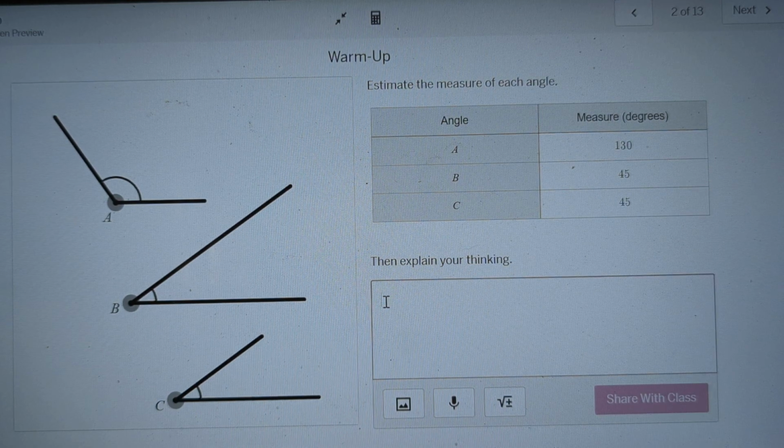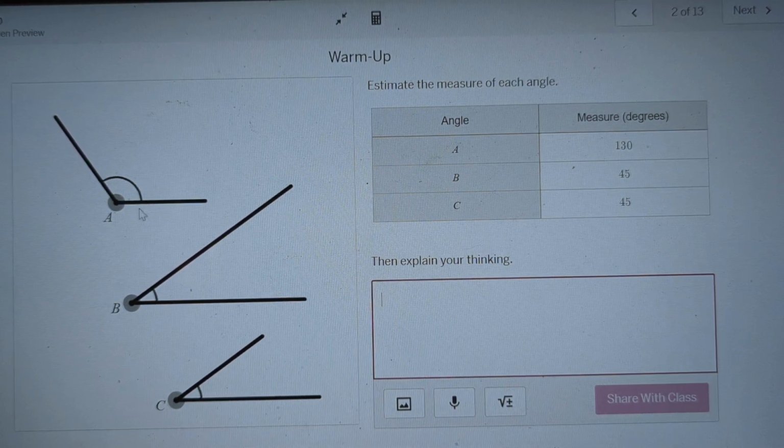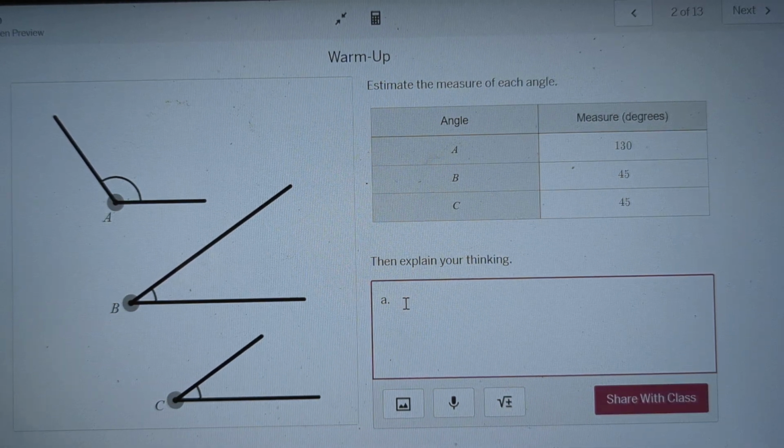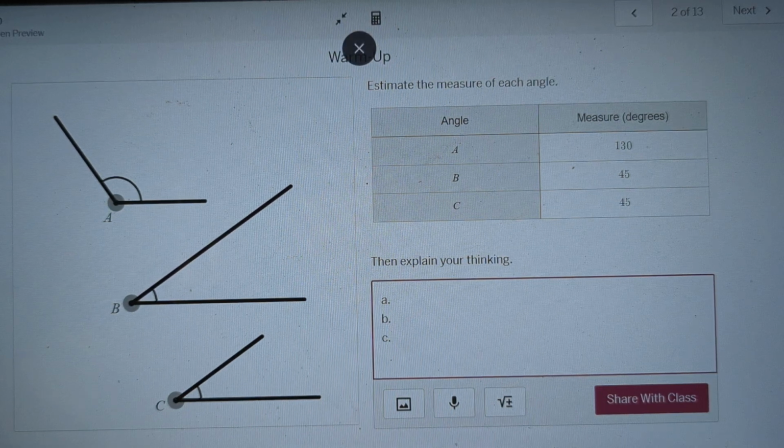Explain your thinking. So the thinking that should be here, you should understand that A is obtuse, so it's more than 90, which is what we have here. B and C are both less than 90, so 45 here. And you can even put 45 there because the angles look similar. Okay, so you can write however you want to put this, A, B, and C. So that's how you want to put that. If you need to rewind this, go right ahead.